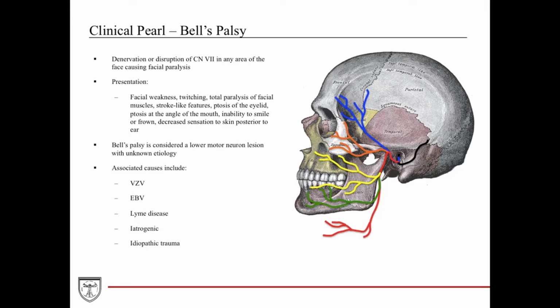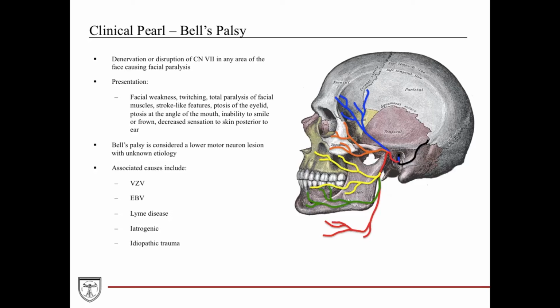It's not considered an upper motor neuron lesion, so you're not going to get that discrepancy between the forehead working and the lower mid-face not working. You're going to get complete unilateral ipsilateral loss of facial nerve function. Even though the etiology is not known, there are some situations that have high clinical association: things like VZV virus, EBV virus, Lyme disease. You could have iatrogenic causes, like facelift surgeries or parotid dissections, or even trauma, where you can damage the nerve and cause Bell's palsy.